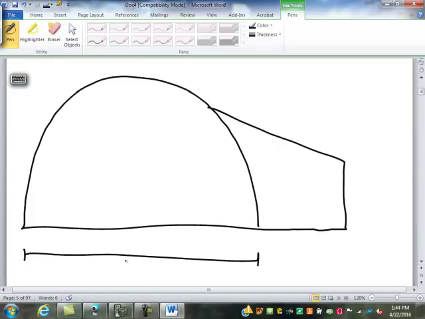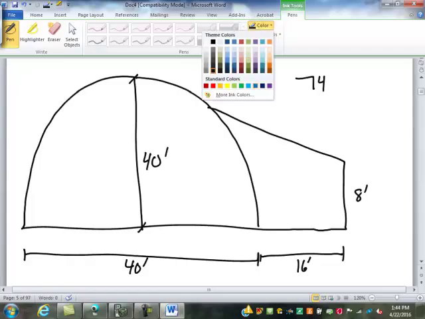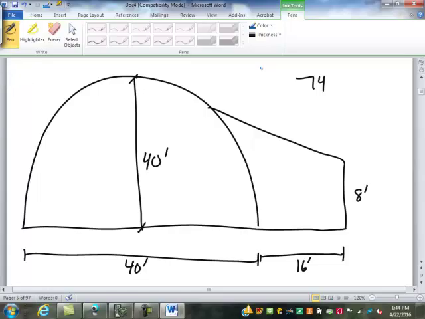Let's say that this is 40 feet across. This is 40 feet high. And this here sticks out an additional 16 feet. This is 8 feet tall, and it is a 4 in 12 slope. I want to find the area of this. Just the area for now. Well, it's not as bad as it sounds, but it is kind of bad.